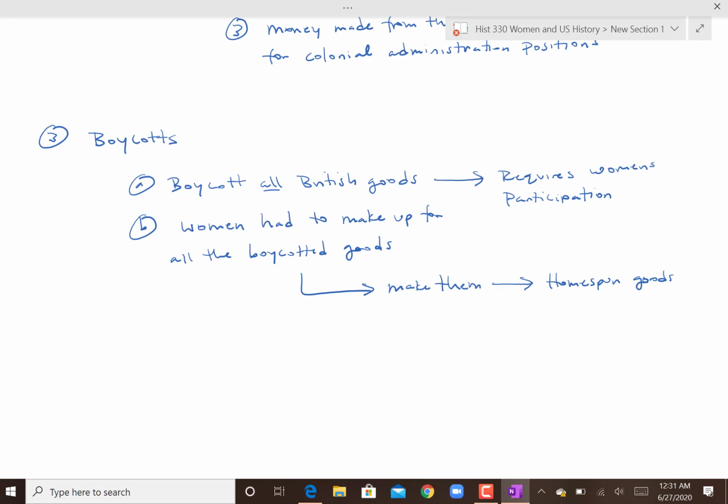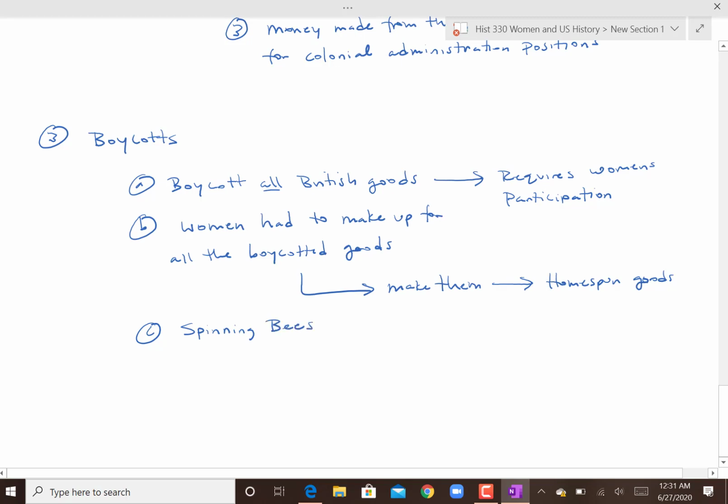Everyone drank tea back then. And everyone gave up tea for this. And so they looked to coffee as the alternative while they weren't drinking tea. And then coffee eventually kind of sticks in that process. So women created what were called spinning bees.